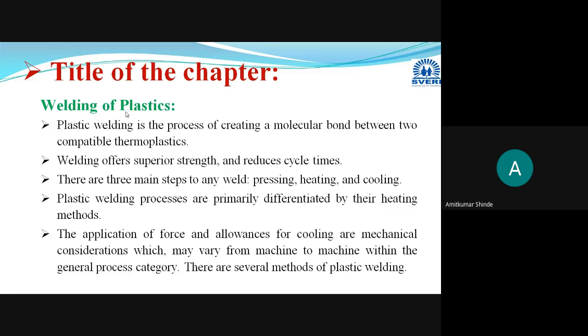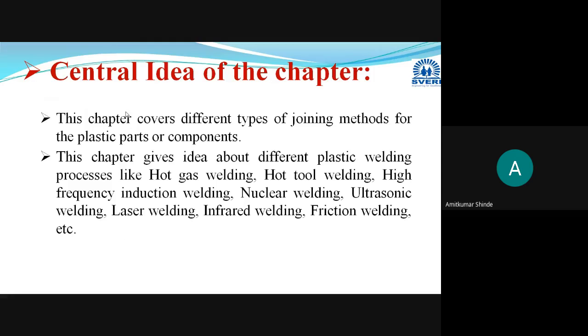So this is some discussion related to the title of the chapter, welding of plastics. Simply, welding means creating a molecular bond between two compatible plastic materials. Next, the central idea of this chapter: what we are going to study throughout it is how different plastic materials can be joined with the help of different welding processes.